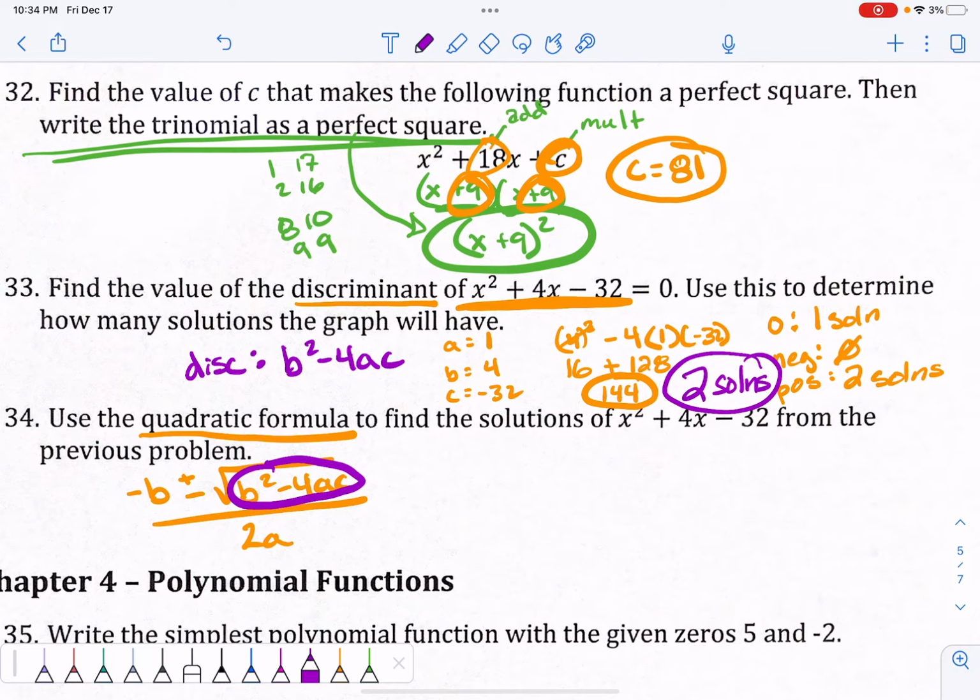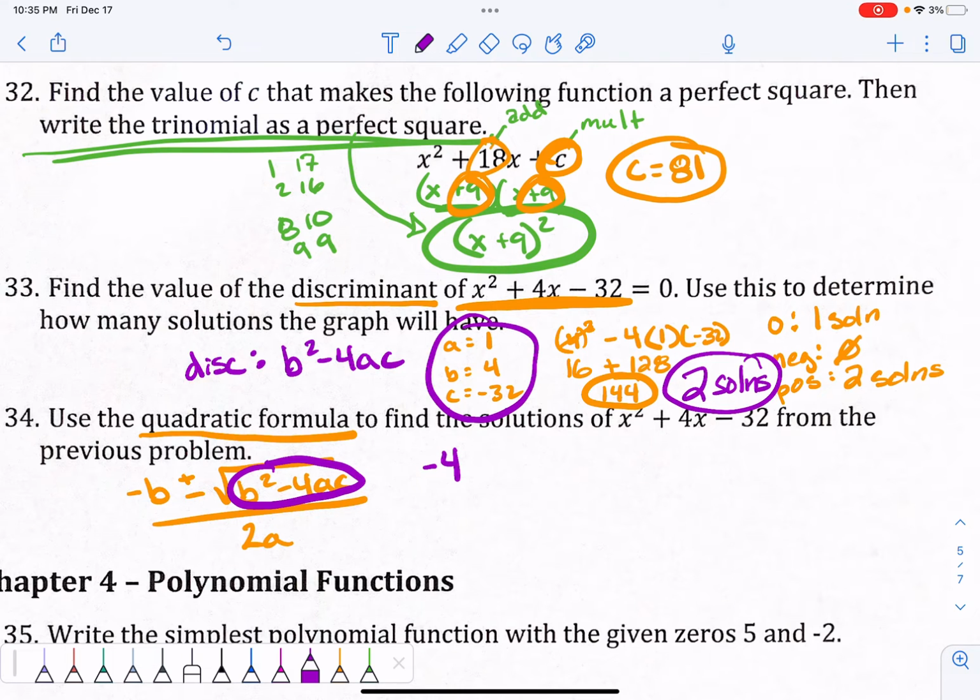Because our discriminant is 144, we will have two solutions, okay? All right, now on 34, they're asking us to actually calculate the quadratic formula and get those two solutions, okay? So we've calculated the b squared minus 4ac already, and we want to go ahead and just do the rest of it, okay? So negative b will be negative 4.